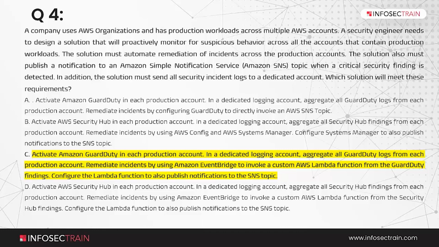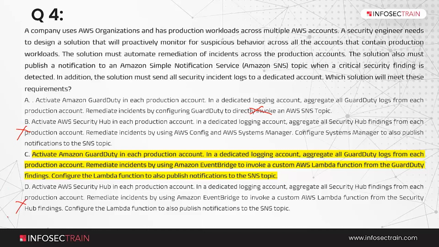Why can't we go for A? The reason is, team, if you go for A, can GuardDuty directly invoke an SNS topic? Is it possible for GuardDuty to directly invoke an SNS topic? No. That's why the answer is not A. If you go for B, activate Security Hub in the production account. Security Hub is a good tool, but one would not need Security Hub to launch or respond to a GuardDuty finding. Security Hub is a security posture management tool, but GuardDuty itself can basically do the thing. Then why do you want to involve multiple other complicated tools there? So let's not go for B and D.